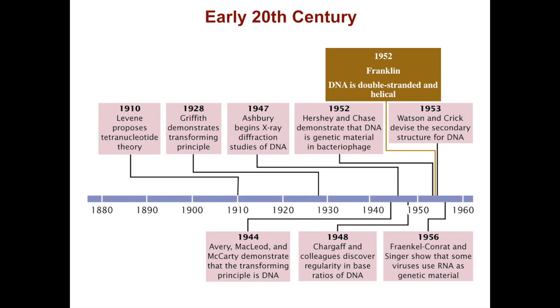As the 20th century moved on, we have discussed that Levine proposed the tetranucleotide theory. Griffith demonstrates a transforming principle. Avery, MacLeod, and McCarty demonstrate that the transforming principle is DNA. Ashbury begins his X-ray diffraction studies of DNA in 1947. In 1948, Chargaff and colleagues discover the regularity in base ratios of DNA. In 1952, Hershey and Chase demonstrate that DNA is genetic material in bacteriophage.